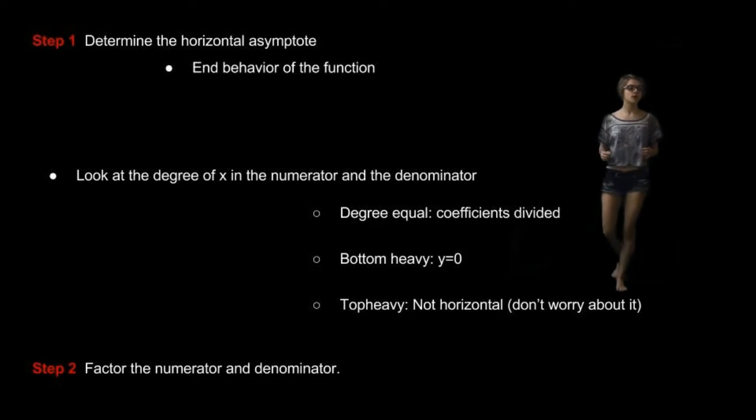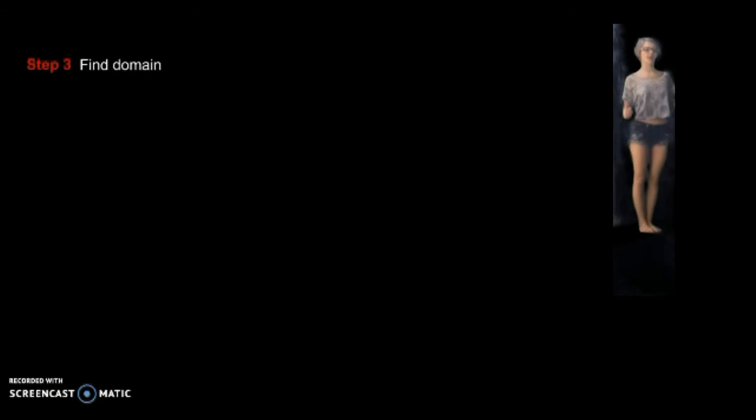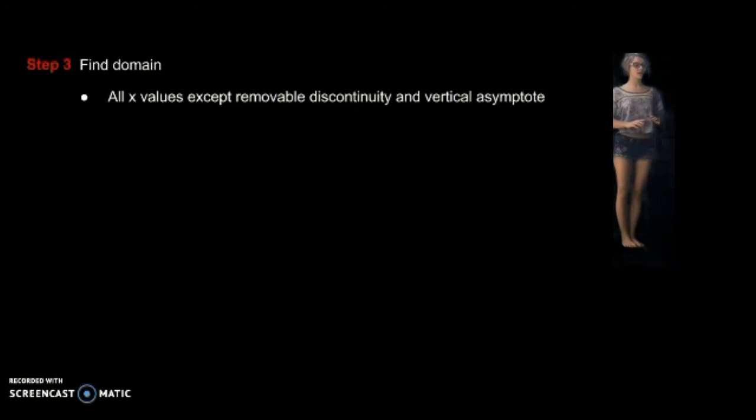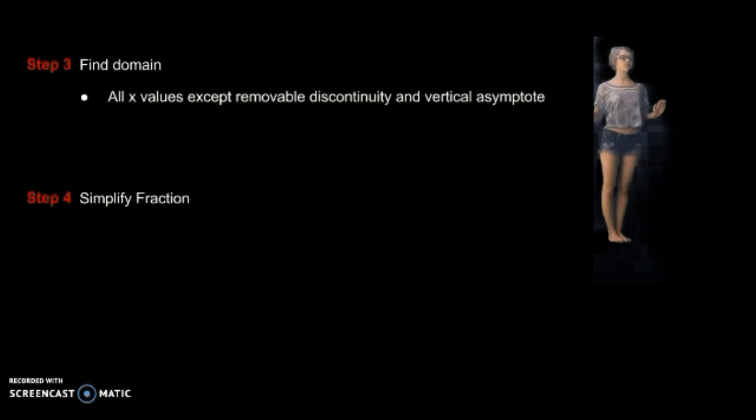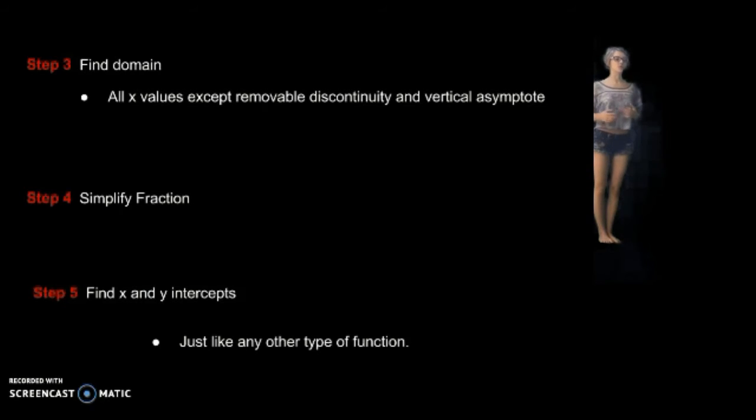To continue finding the key parts, you need to factor the numerator and the denominator. This will enable you to cancel out the same factors. Find the domain. It excludes the x values we determined for the vertical asymptote and the holes, but otherwise goes from negative infinity to positive infinity. In order to find the x and y intercepts, you need to replace the other variable with 0, just as you would for any other type of function.